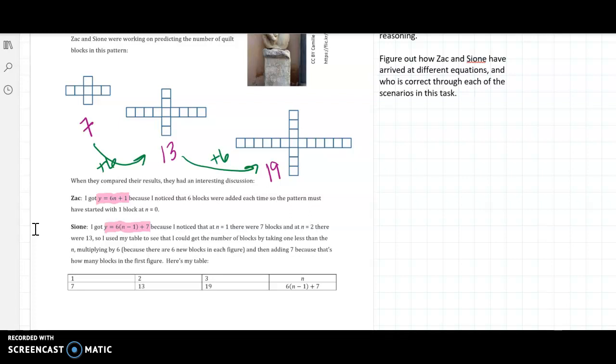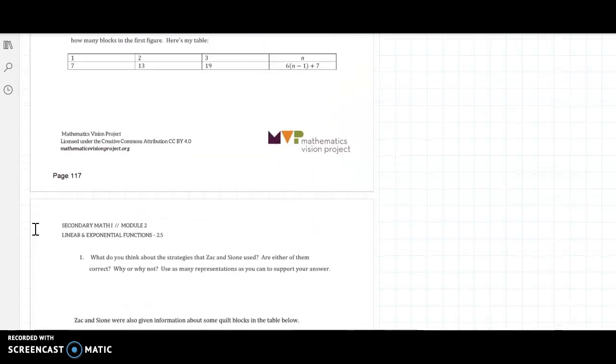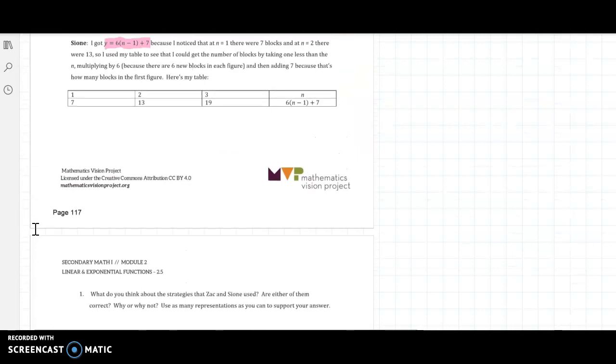Zach and Sion got different equations to represent this pattern. Our job is to take a look at these equations and see if either Zach or Sion is correct or incorrect. So, for question 1, what do you think about the strategies that Zach and Sion used? Are either of them correct? Why or why not? Use as many representations as you can to support your answer.